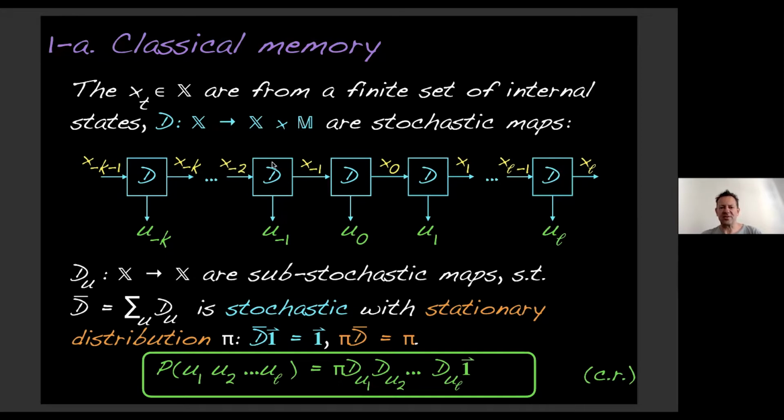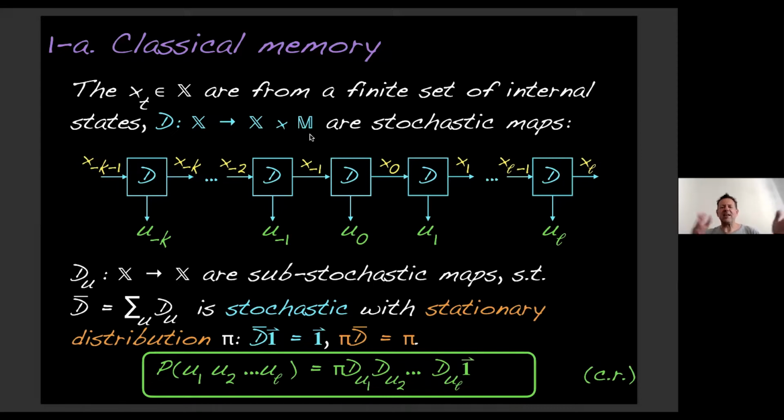So this is what D does. It takes in an X_t, it outputs X_{t+1} and U_{t+1} with a prescribed probability distribution that depends on X. And so when you only look at the X's, that's a Markov process, and the U's are stochastic functions of this process. That's what a hidden Markov process is. Probabilistically, that's kind of a nice way of talking about it. You just have a single stochastic map.